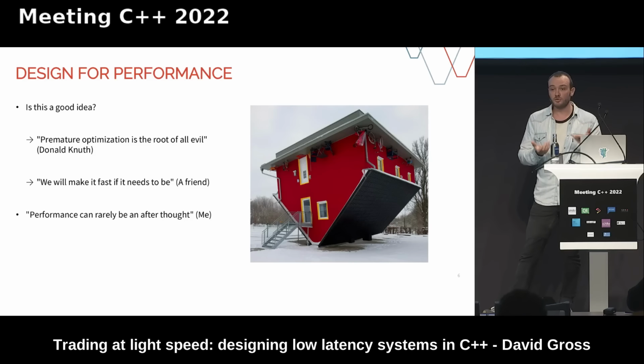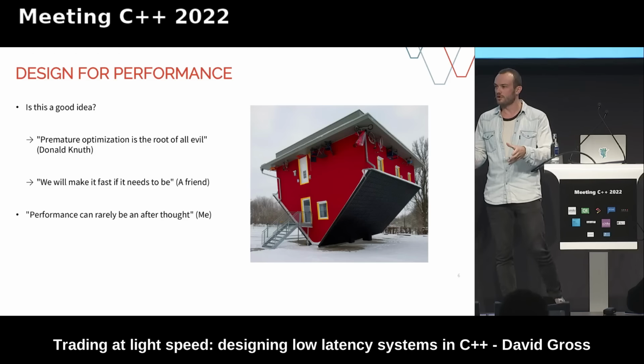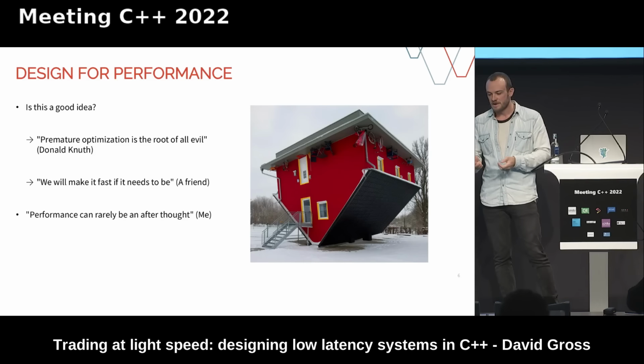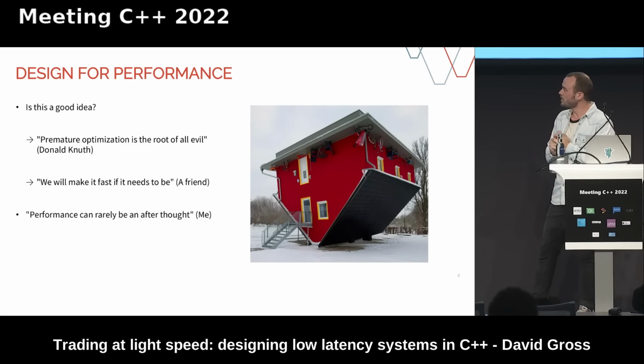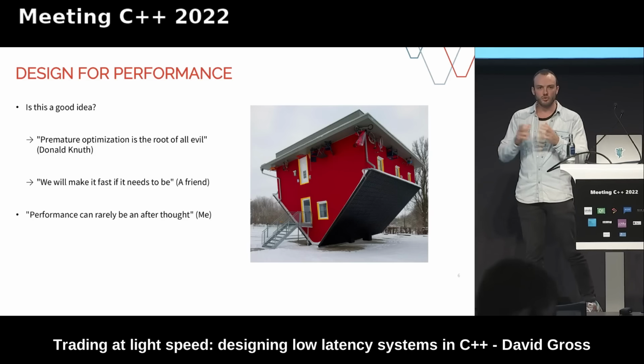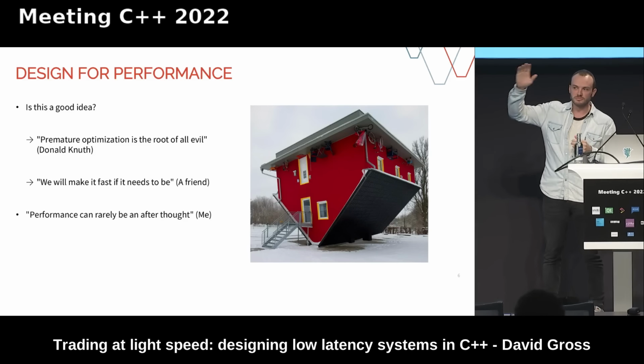But what I also say, and I actually heard it yesterday at Meeting C++ during another talk on the deadline on real-time systems, is what Matthias said: performance should be considered at the beginning when you design a system. So yeah, performance can rarely be an afterthought. And these two quotes seem to contradict each other. So who agrees with Knuth?